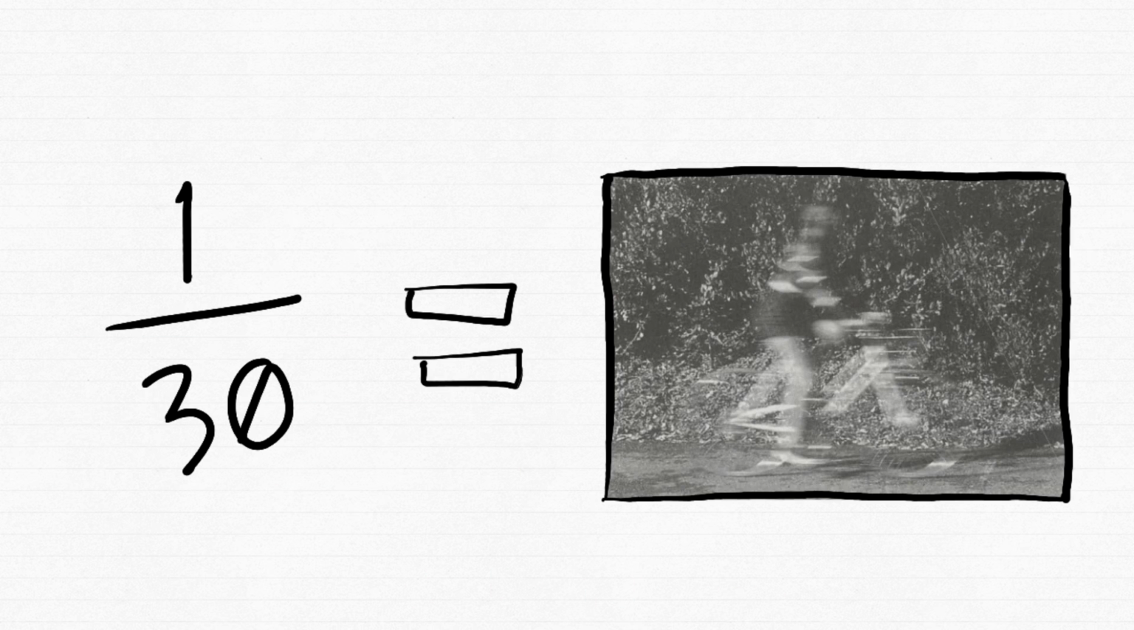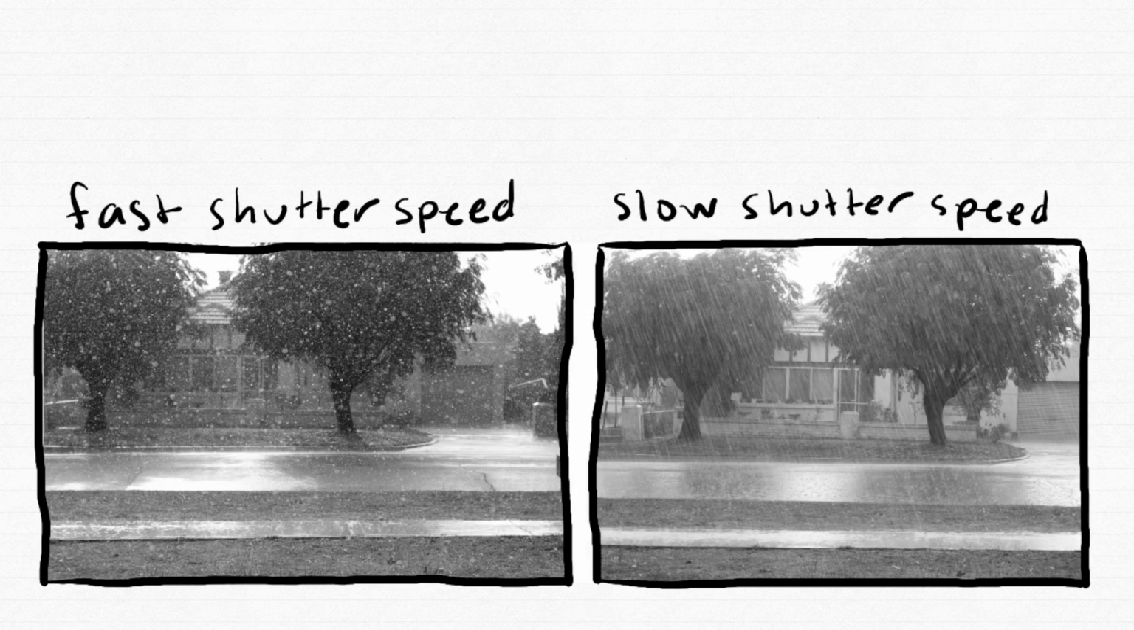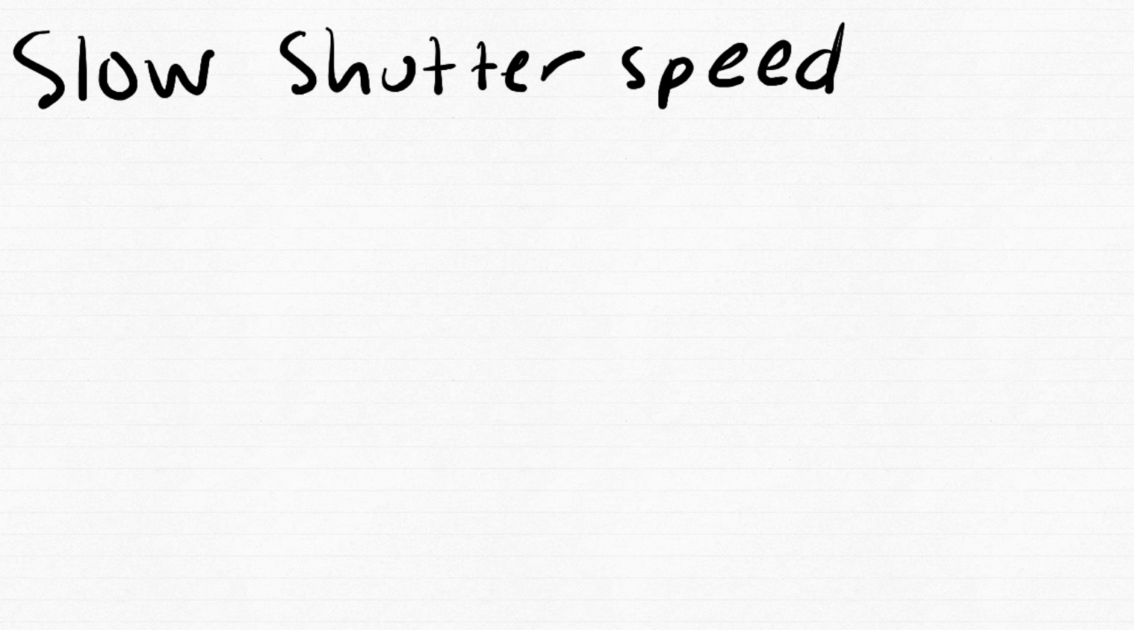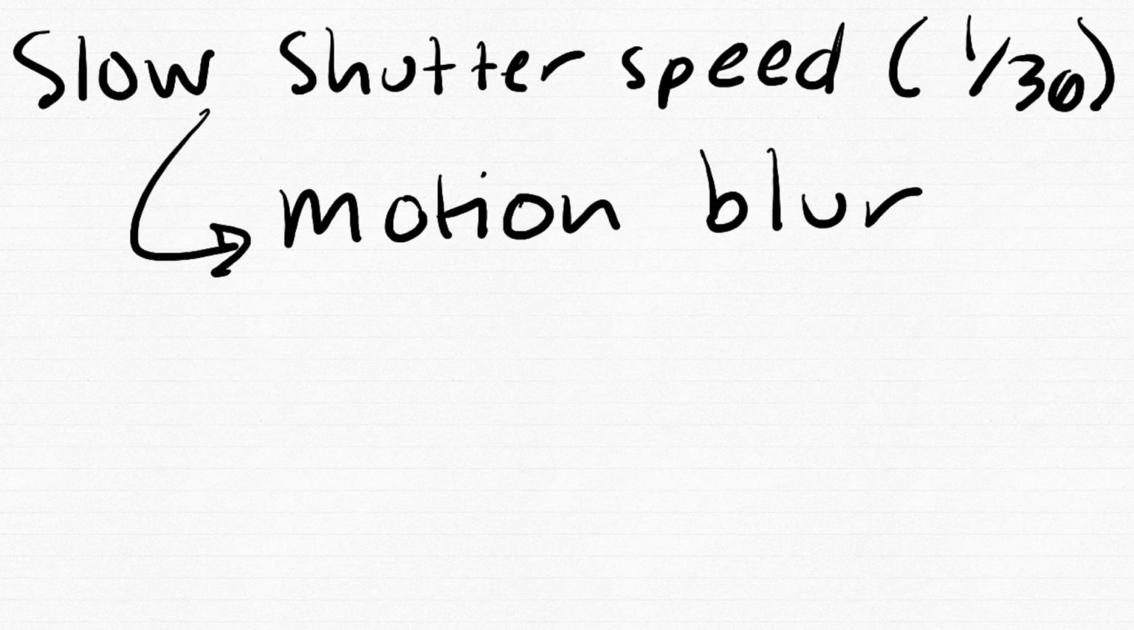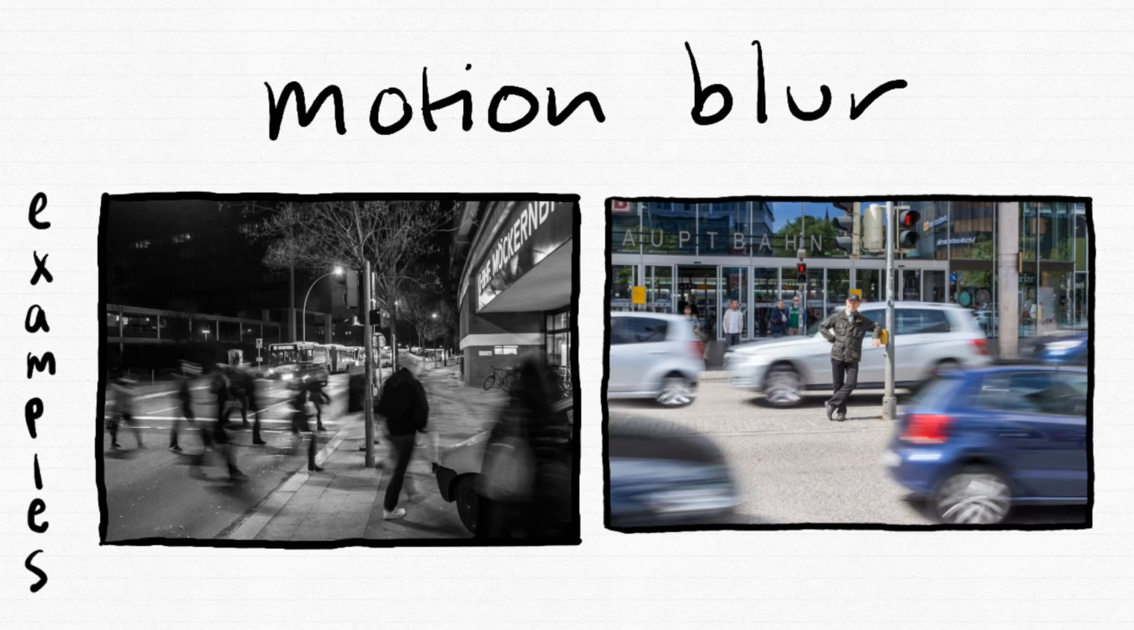The smaller denominator of the fraction means a slower shutter speed. As an example, 1/1000th is much faster than 1/30th of a second. A slower shutter speed will give you more motion blur in your image. Motion blur is when the subject or background appears as a blurry streak, depending on what you're focusing on.